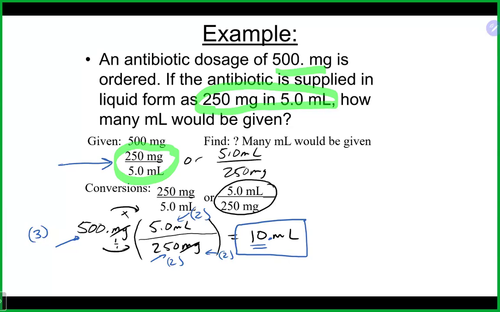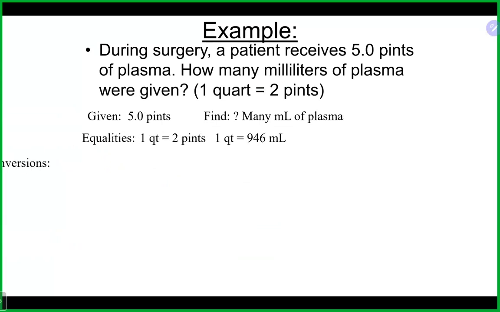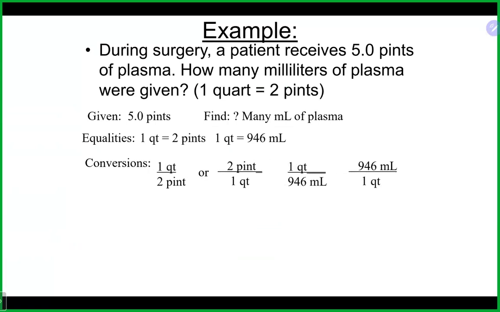Any questions on that there? So 2 sig figs there for our answer. All right, let's take a look at another one then. A patient receives 5 pints of plasma. How many milliliters were they given? Let's see what you come up with.